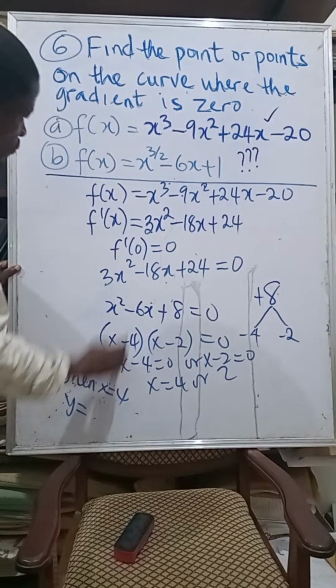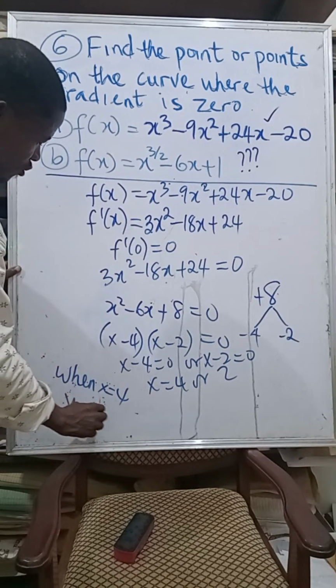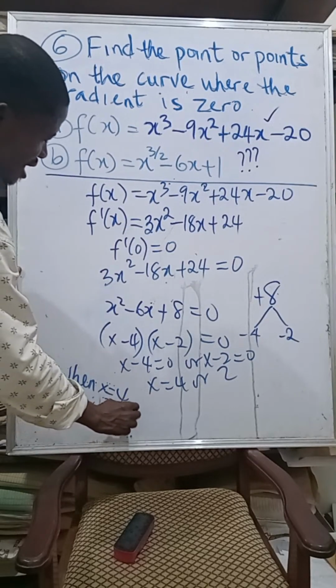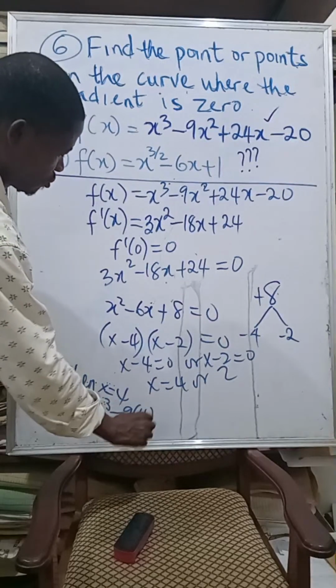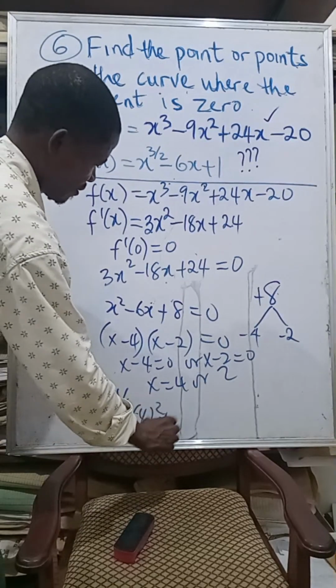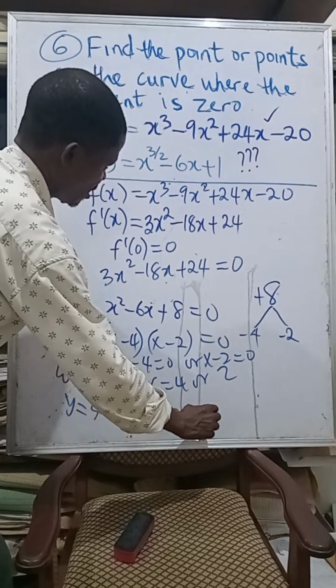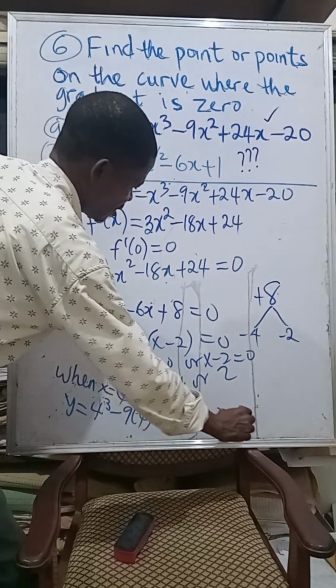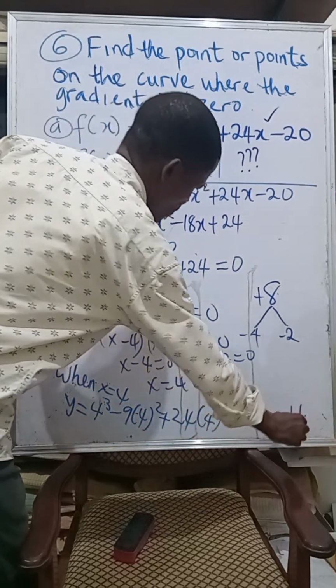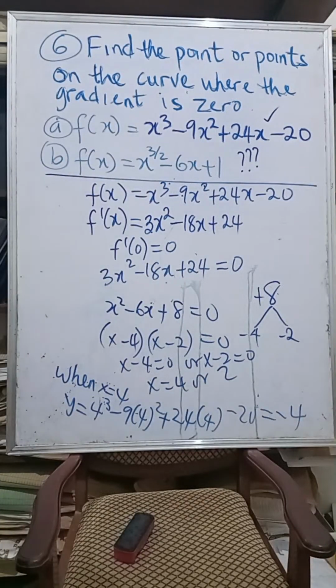y will be equal to 4 to the power 3 minus 9 times 4 to the power 2, plus 24 times 4 minus 20. I think that will give you minus 4. You can check that. That will give you minus 4 to complete the coordinates.